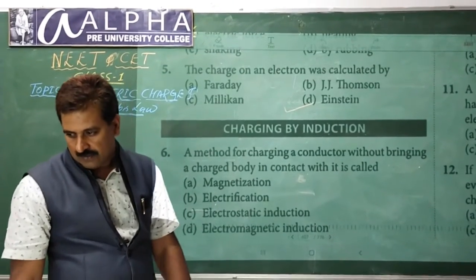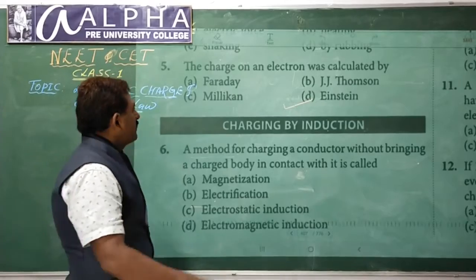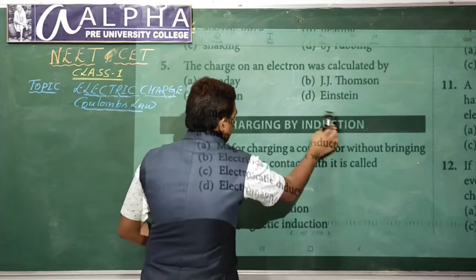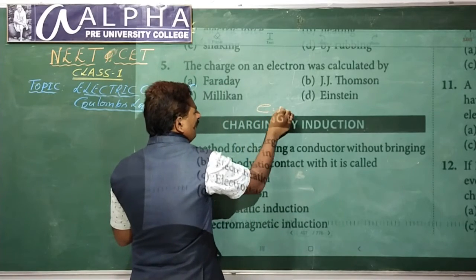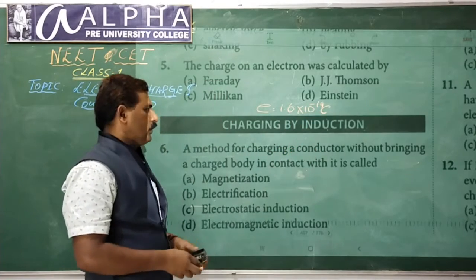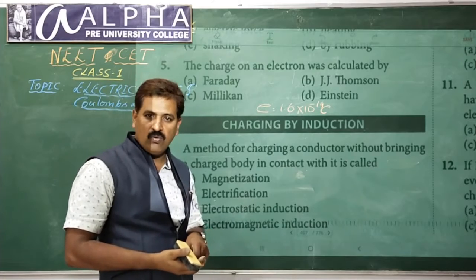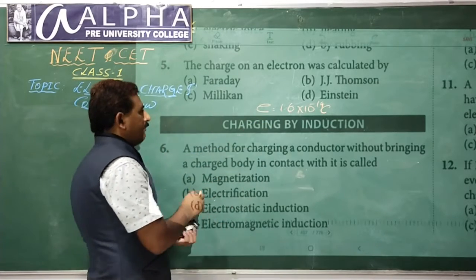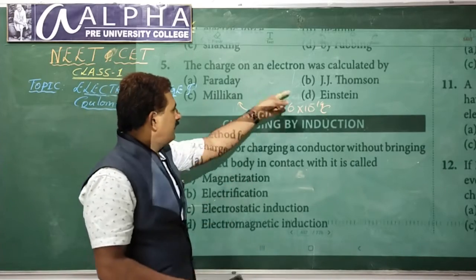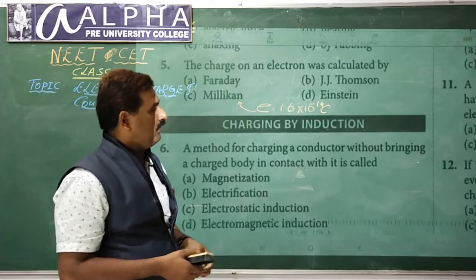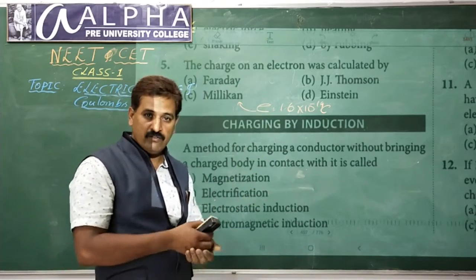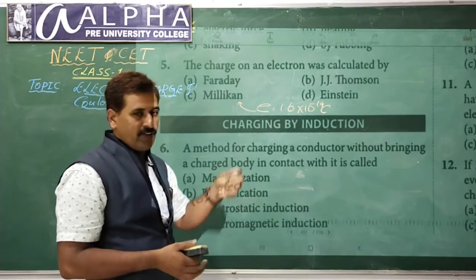Question number 5: the charge on an electron was calculated by. What is the value of charge of an electron? The charge of an electron is 1.6 times 10 to the power minus 19 coulomb. This value was found experimentally by the famous Millikan in his famous oil drop experiment. You know the other three scientists: Thomson, discoverer of the electron, cathode rays; Faraday, electromagnetic induction; Einstein, you know him for several inventions, right? Very famous.